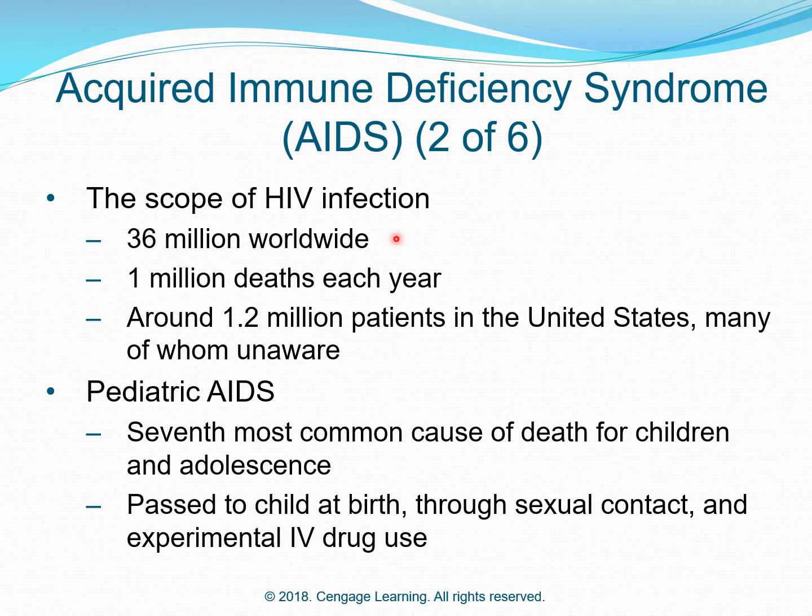The scope of HIV infection: 36 million worldwide, 1 million deaths each year. Around 1.2 million patients in the United States, many of whom are unaware. Pediatric AIDS is the 7th most common cause of death of children and adolescents. It is passed to a child at birth, through sexual contact, and through experimental IV drug use.